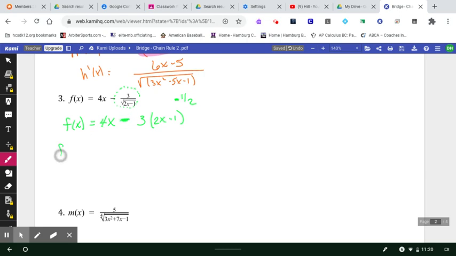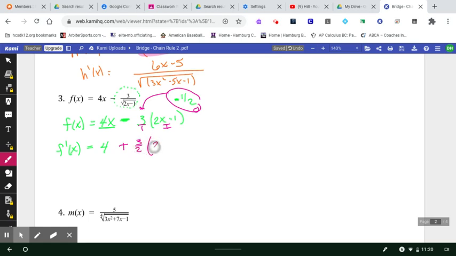Okay, so when I go to derive, the derivative of 4x itself is just 4. It's just linear, so its slope is 4. Now in the second piece, though, I do need the chain rule because I have an inside and an outside, and these are two separate terms. So I'm going to derive the outside by bringing it down. A negative times a negative is a positive. 3 over 1 times 1 over 2 becomes 3/2.